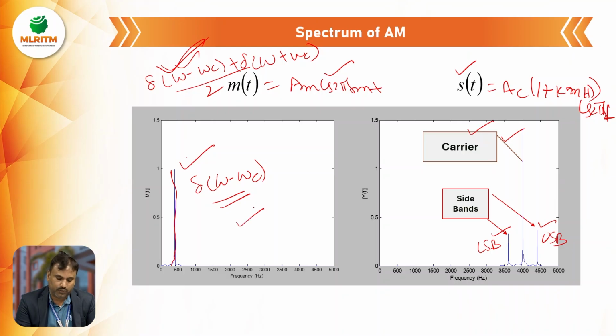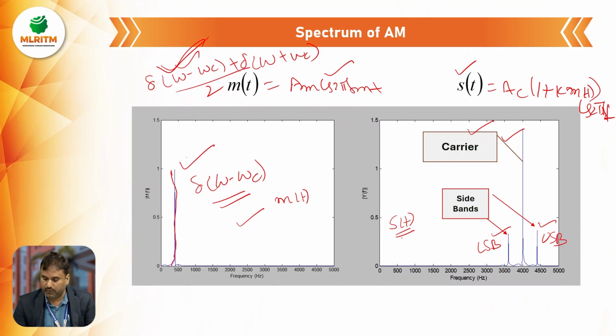So here I am showing two graphs. One graph shows the modulating signal, that is m of t. The other graph shows s of t, the modulated signal, which consists of two sidebands and a carrier when compared to the message signal. From this you can find the bandwidth of the modulated signal.